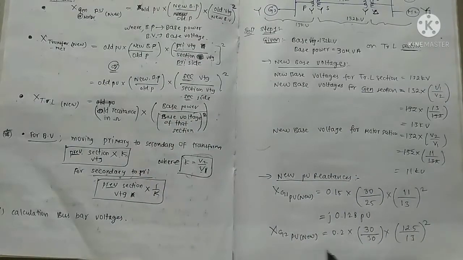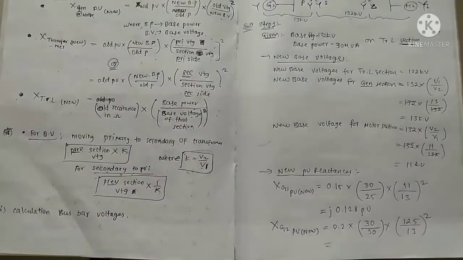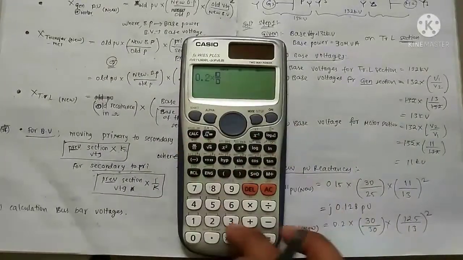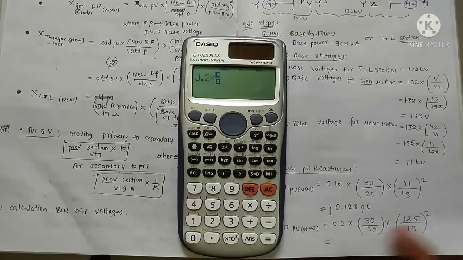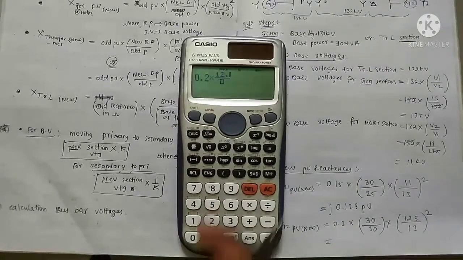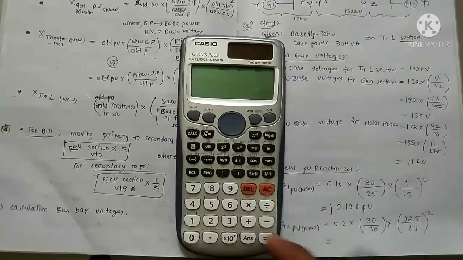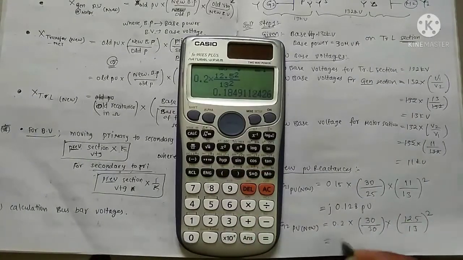whole squared. Let's calculate this: 0.2 multiplied by 30 by 30, which cancels. We only need to bother about 12.5 squared divided by 13 squared. This gives me 0.185 pu multiplied by J.